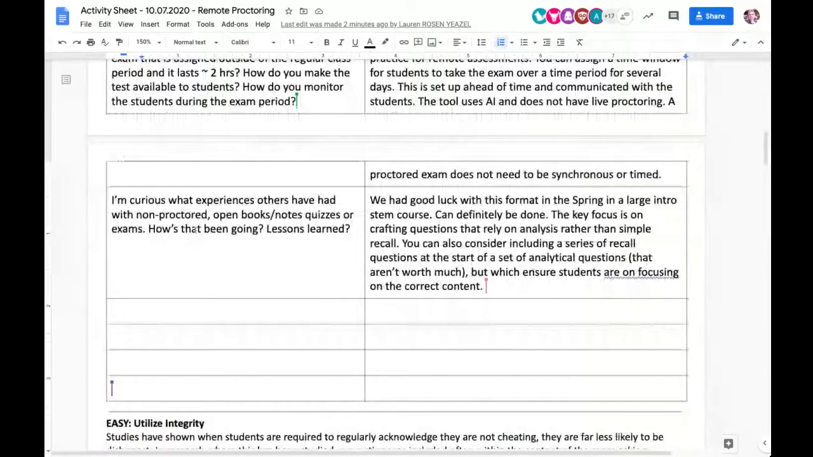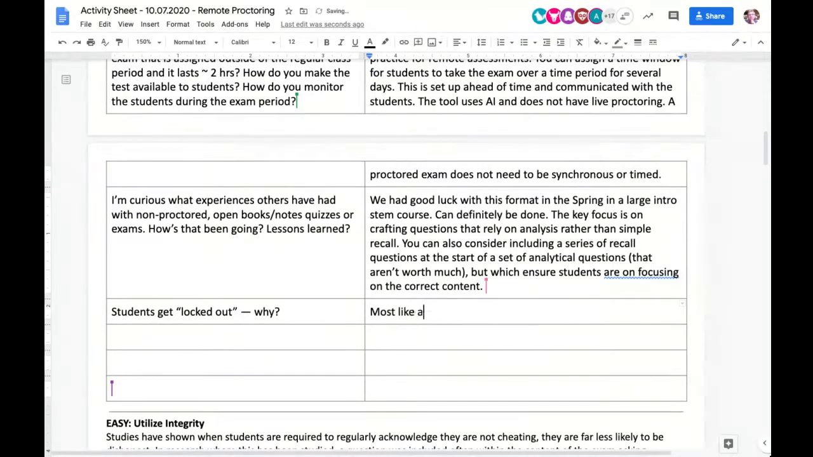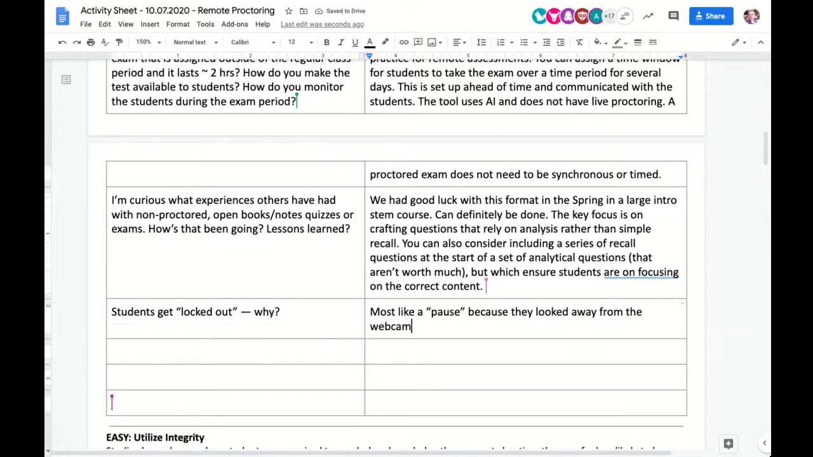In general, a lot of students refer to it as being locked out. It's really their exam is paused. And this typically happens because the student is looking away from the camera. They need to have their face in view of the camera at least once every minute. If their face is out of the view of the camera for an entire minute, then their exam will be paused and they'll be asked to put their face back in the view of the webcam. So that's the only reason why that would happen, if they're looking away from their computer.